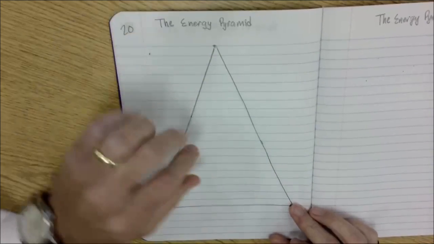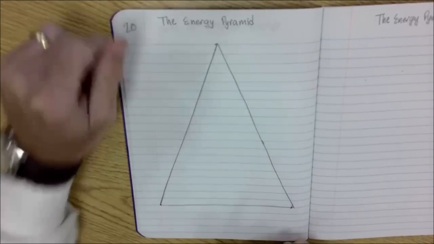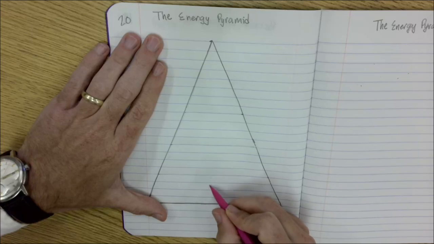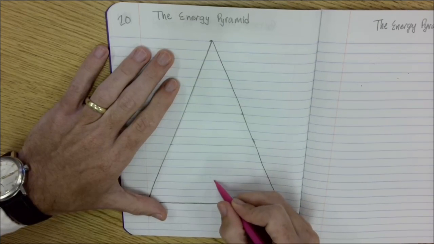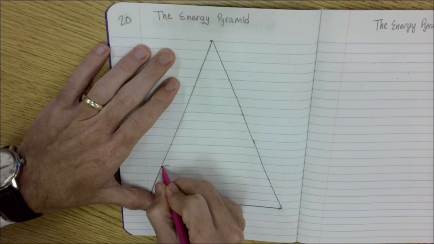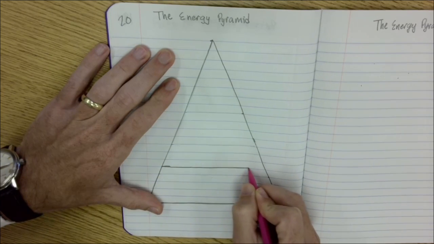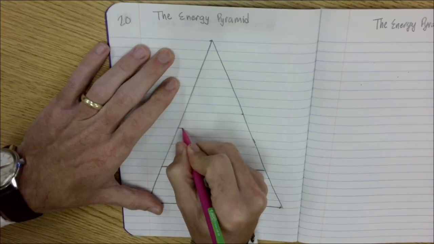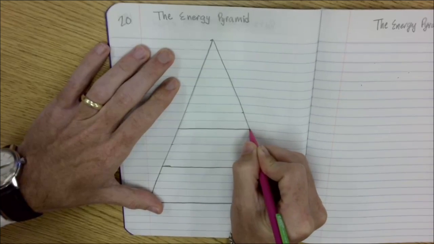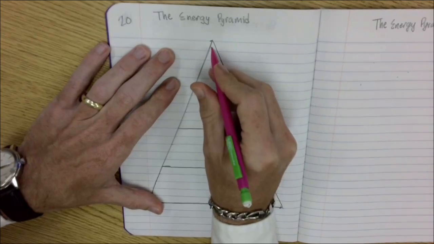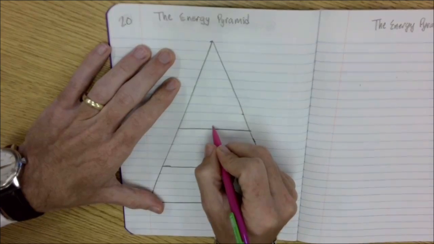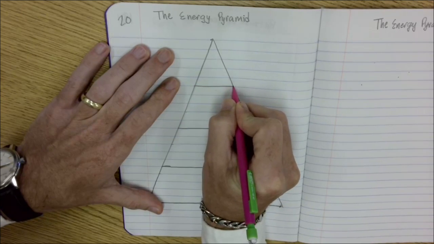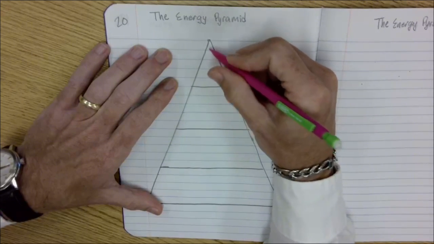All right, now we're going to divide the interior of this triangle into 4 sections. So start at the bottom, count up 5 lines. 1, 2, 3, 4, 5. And then we'll draw a horizontal line across. Count up another 5 lines. 1, 2, 3, 4, 5. We'll draw a horizontal line across. And 5 more lines. 1, 2, 3, 4, 5. And that gives the top section 5 lines as well.